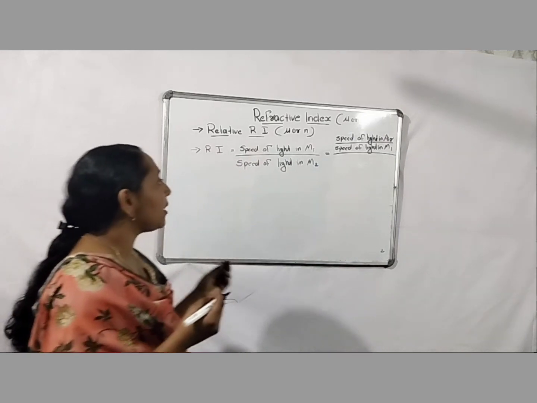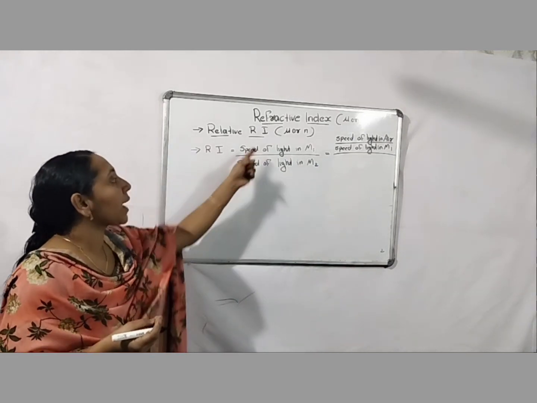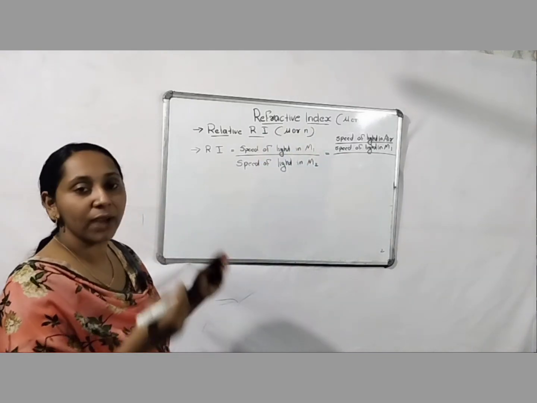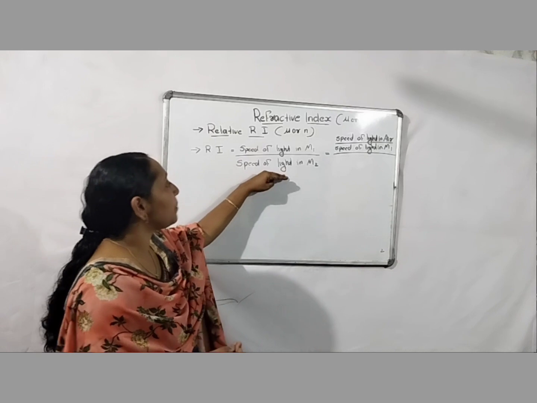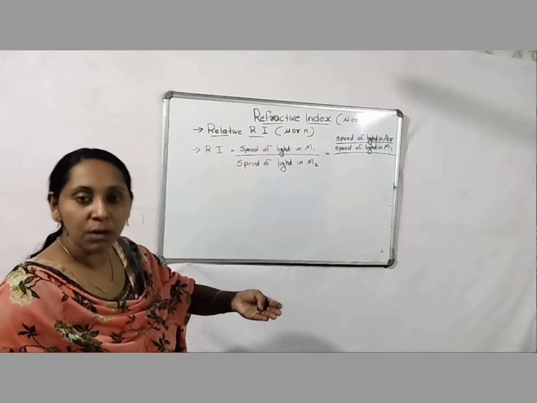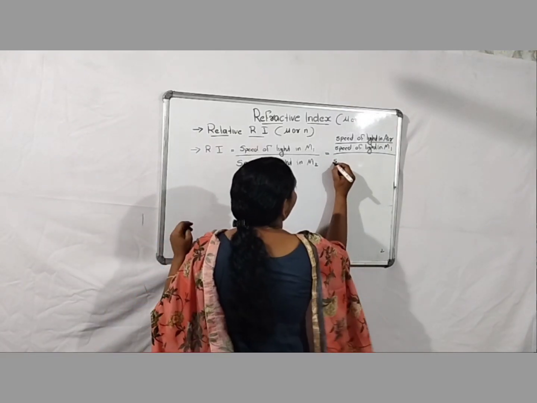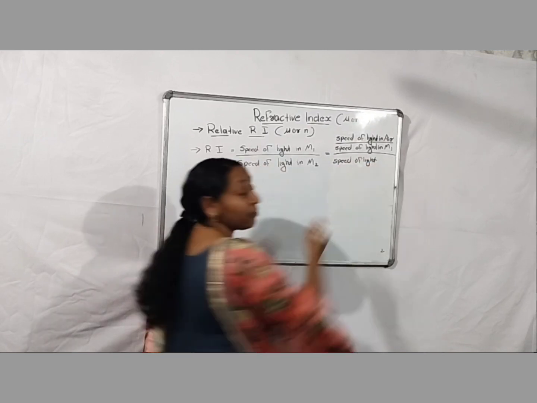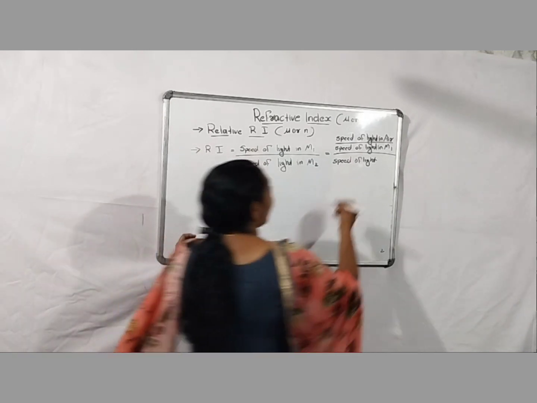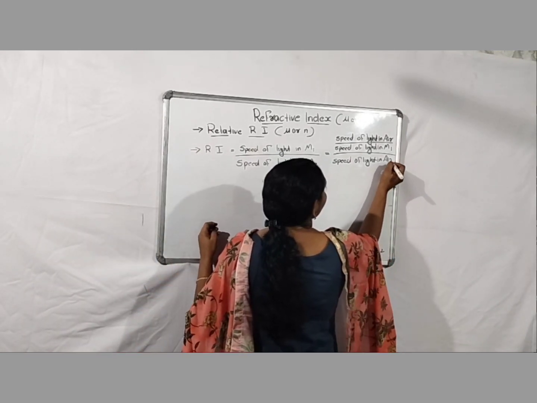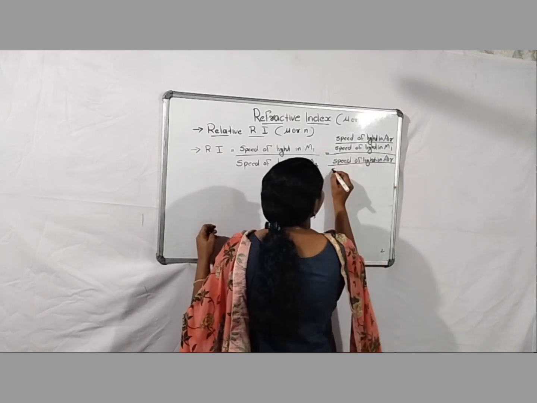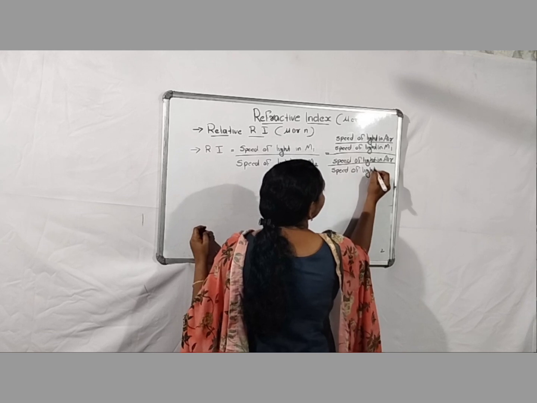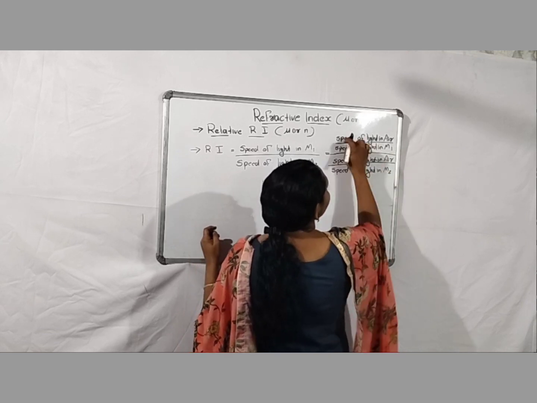Yes. Speed of light in medium 1 means absolute refractive index of medium 1, I can write in this way: speed of light in air divided by speed of light in medium 1. And how to write the speed of light in medium 2 in the case of absolute refractive index? Yes, you are right. Speed of light in air divided by speed of light in medium 2.